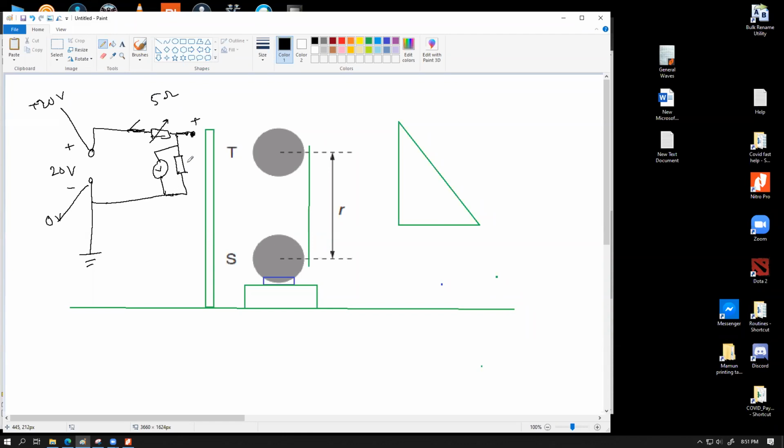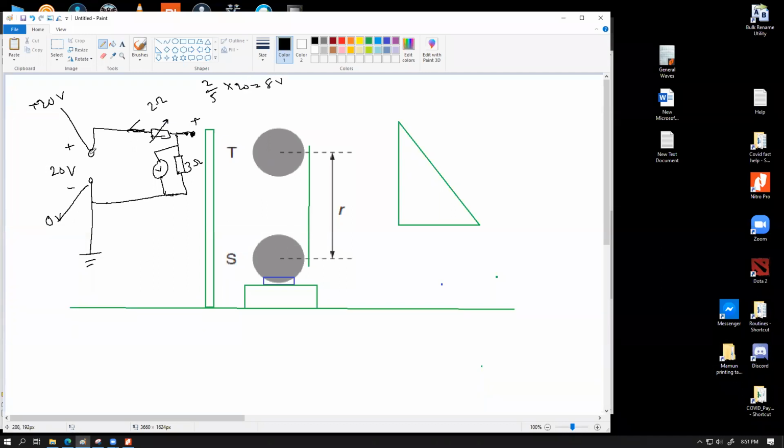Let's say this resistor is now 2 ohm and this resistor is 3 ohm, then the voltage will be shared in a 2:3 ratio, which means this will be using 2/5 of the 20 volt. 2/5 of the 20 volt means how much? 2/5 into 20 means 8 volt, right?